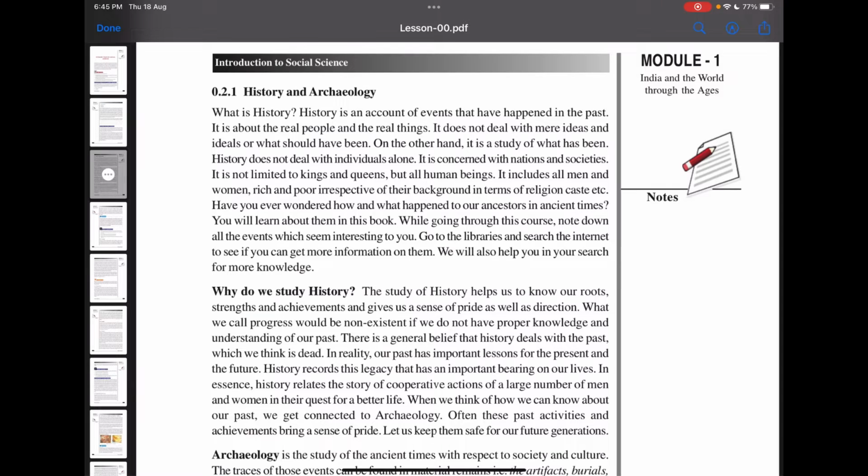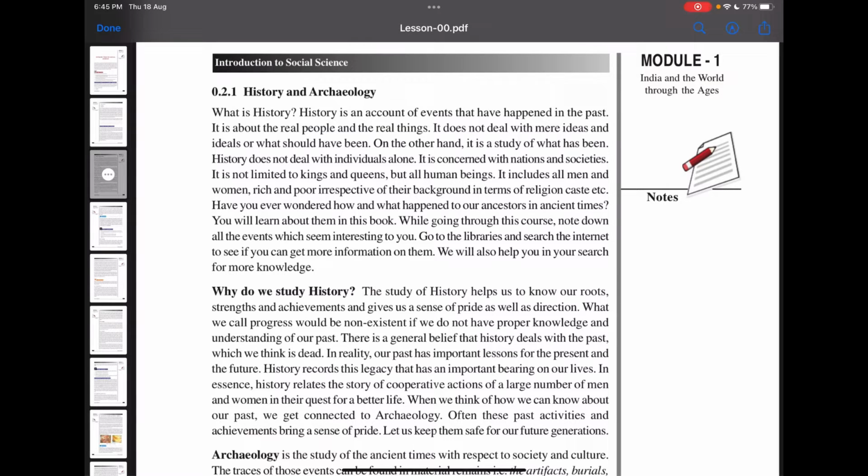History and archaeology. What is history? History is an account of events that have happened in the past. It is about the real people and the real things. It does not deal with mere ideas and ideals of what should have been. On the other hand, it is the study of what has been.